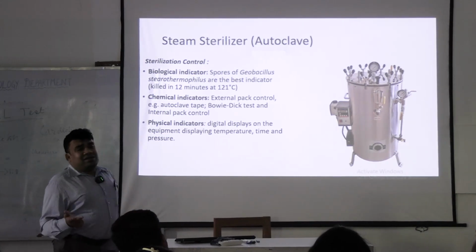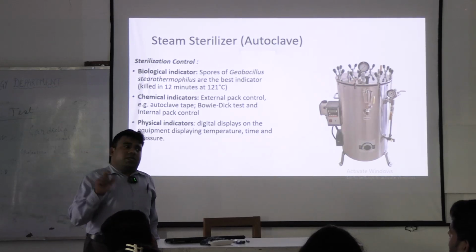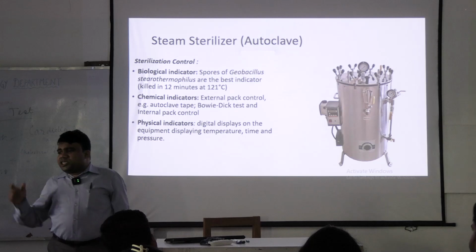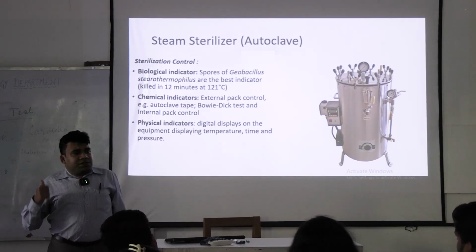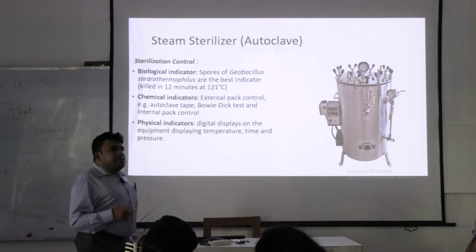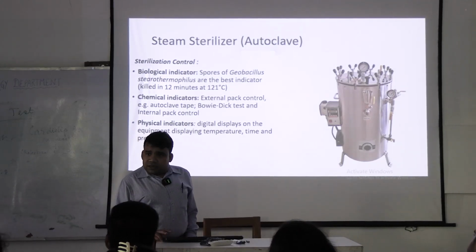The other would be a chemical indicator. What is a chemical indicator? A particular chemical will change its color when exposed to pressure or temperature. So, when the chemical indicator changes color, that could tell you that the process was done correctly.